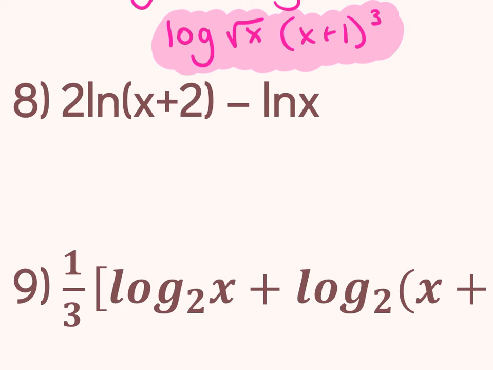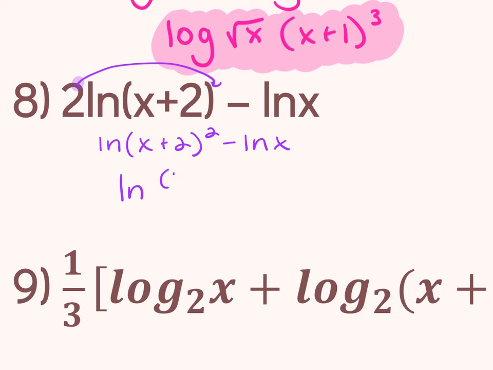What's happening with the 2 on the front? Good. This becomes the exponent. So ln of x plus 2 squared. And then the subtraction becomes what? Division. Good. I don't think you need the parentheses on WebAssign. I think as long as you put it in that fraction form, it's fine.